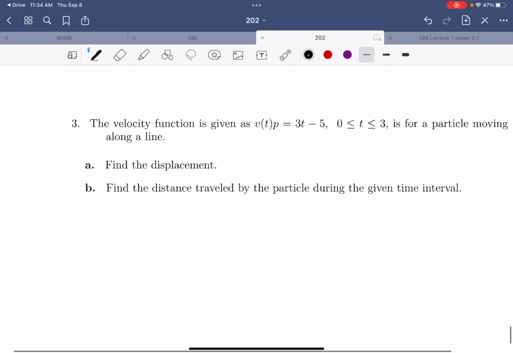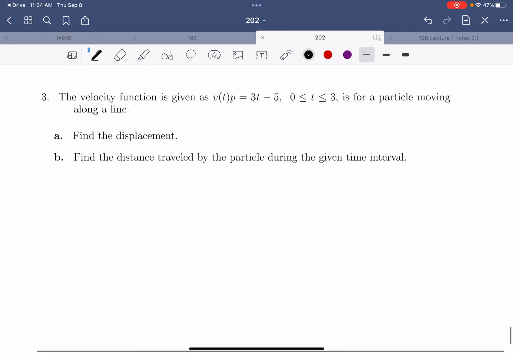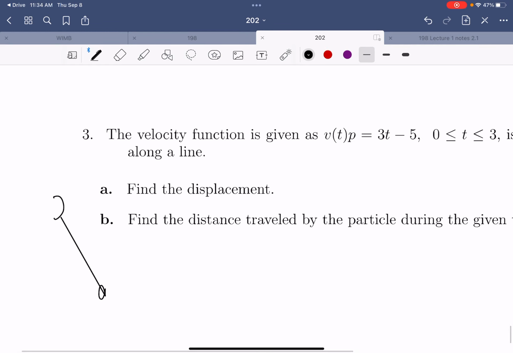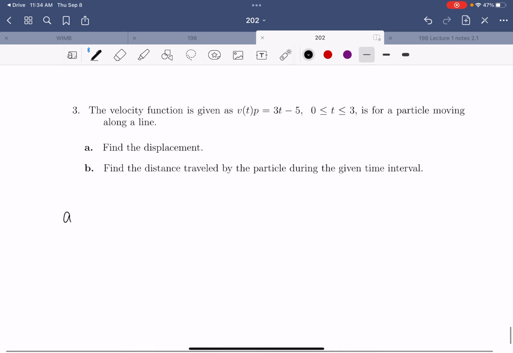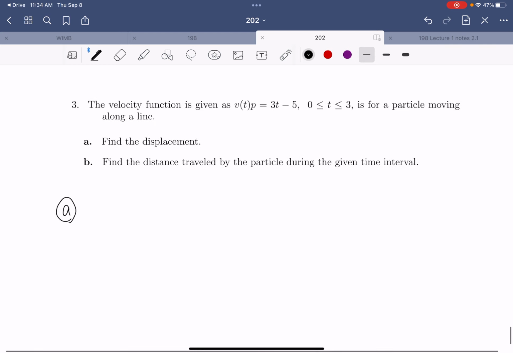All right, and then lastly, we've got our velocity question. So first we're going to find the displacement. So that means for question A, whoa, sorry about that. iPad's jumping around on me. For part A, we're going to find the displacement, which is the integral.